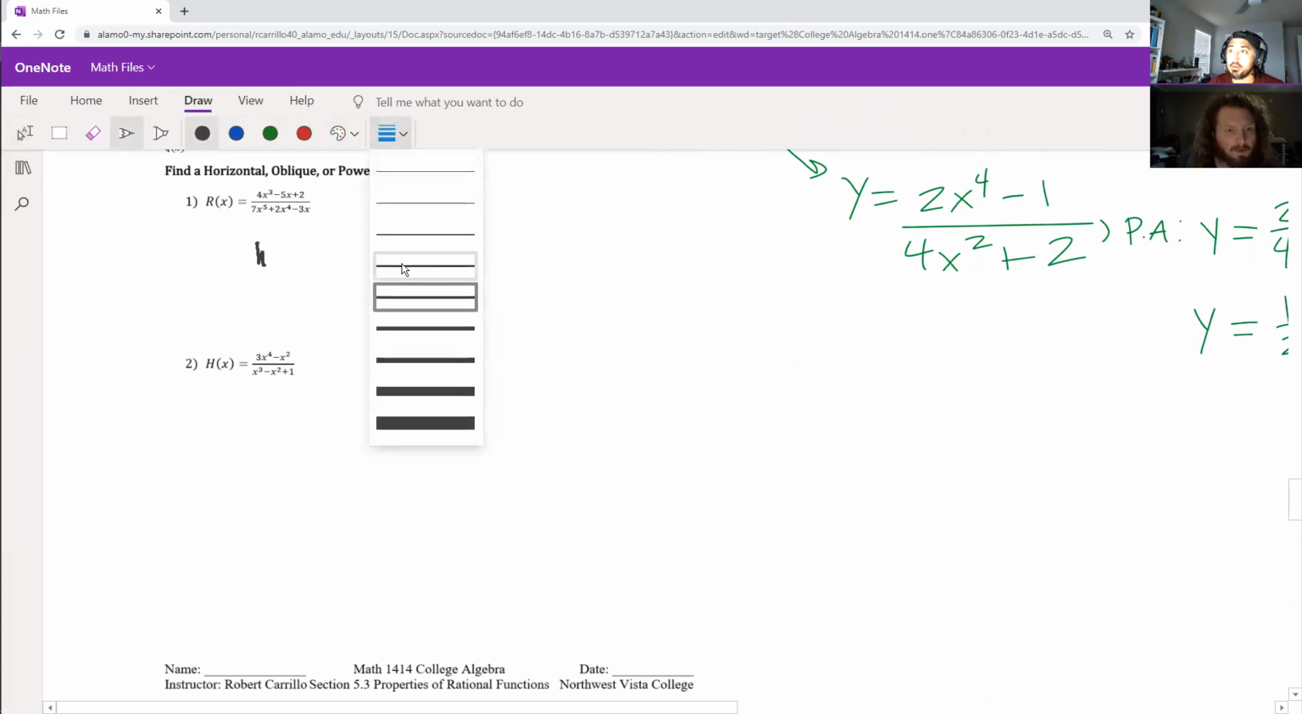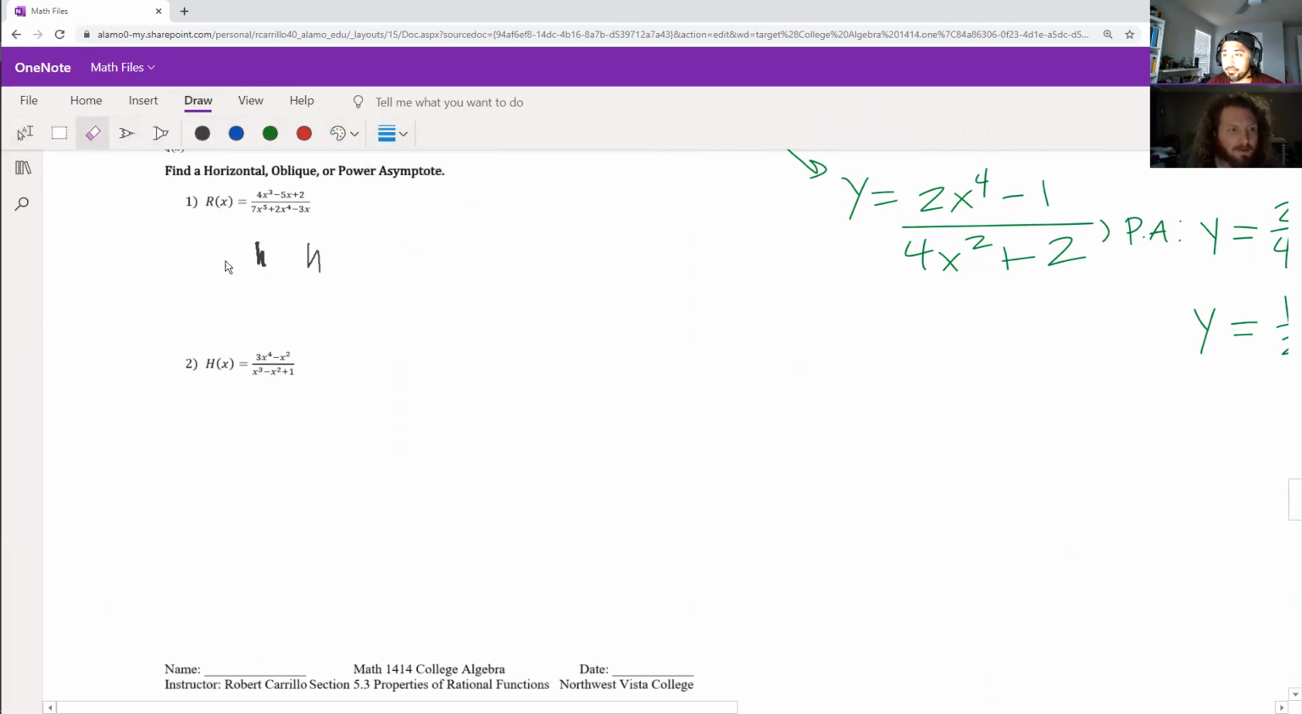That's a little thick. How's that? That's good. Okay, so if we take a look at this, remember the form that we're looking for here is a sub n x to the n plus a sub n minus 1 x to the n minus 1 plus dot dot dot, over b sub m x to the m and so on. So we're looking for this first set of terms here, which correspond to this one and this one.